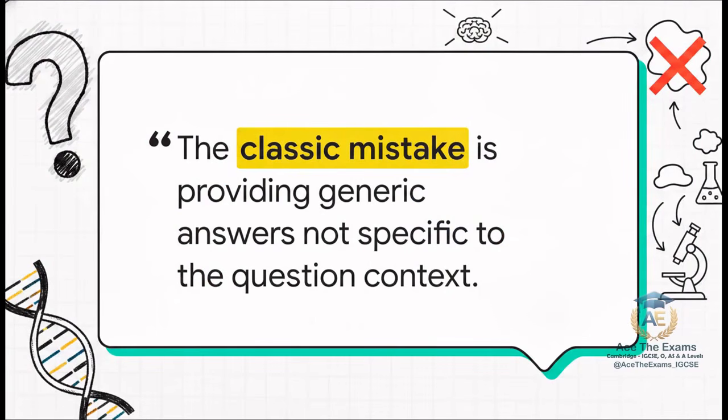And the crucial point here is summarized perfectly by the people who are actually grading your papers. This is pulled straight out of the Cambridge Principal Examiner report. The classic mistake is providing generic answers not specific to the question context. Always link every point to the given scenario. Seriously, if you write down everything you know about haploid cells, but you don't link it to the specific data given, you are just throwing away easy marks.